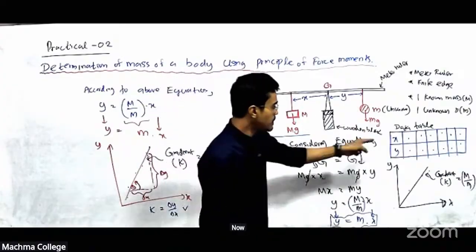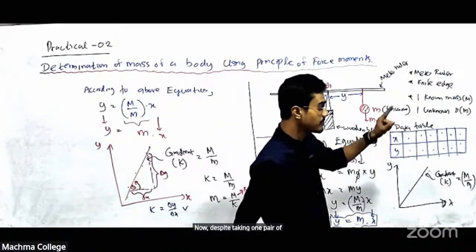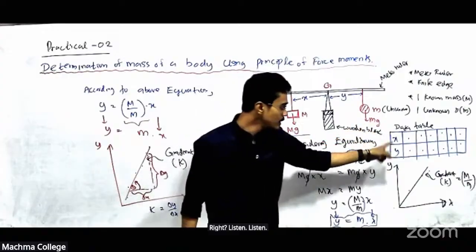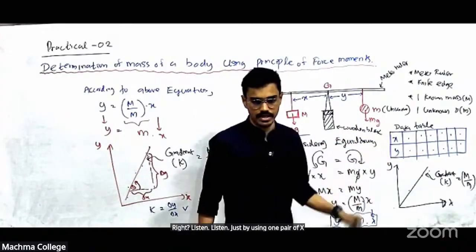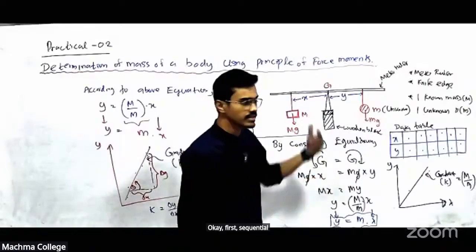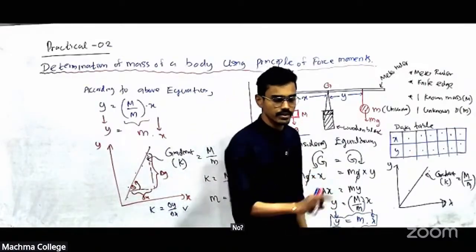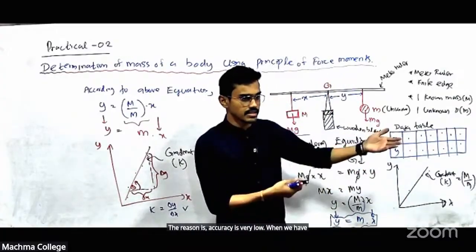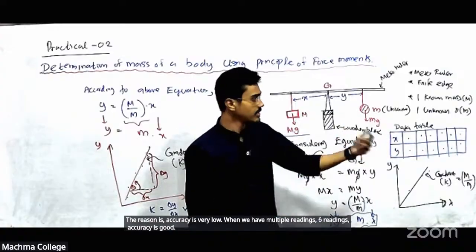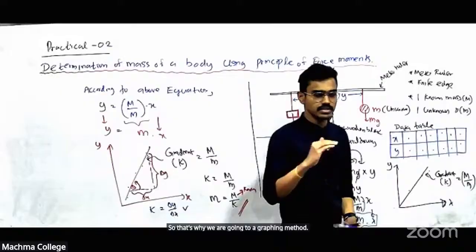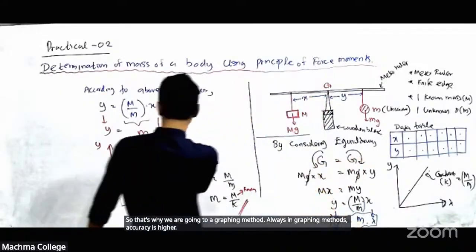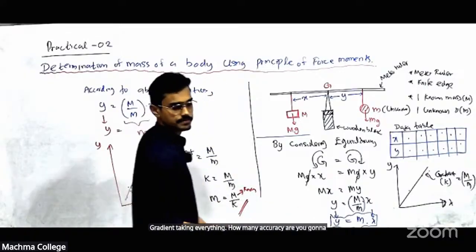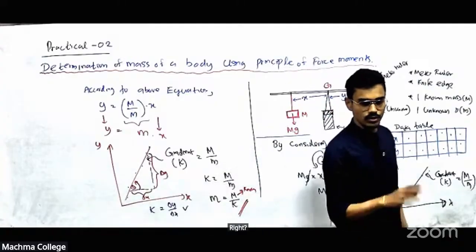Now, just by taking one pair of readings also, we can find simple m. Listen. Just by using one pair of x and y, we can find simple m. But we don't do it. The reason is accuracy is very low. When we have multiple readings, 6 readings, accuracy is good. So that's why we are going to a graphing method. Always in graphing methods, accuracy is higher. We don't do it.